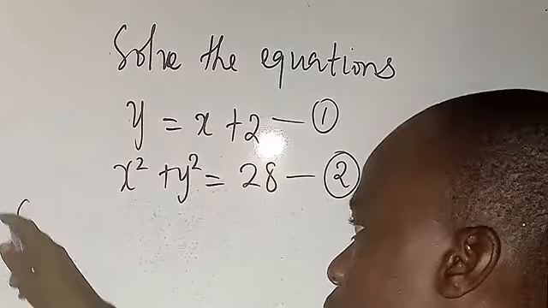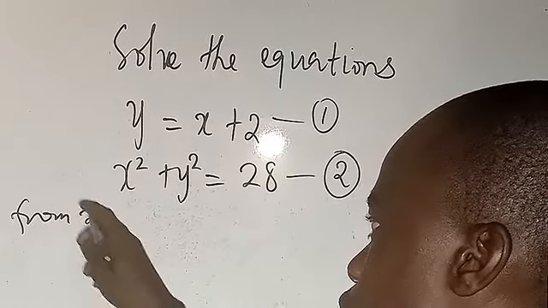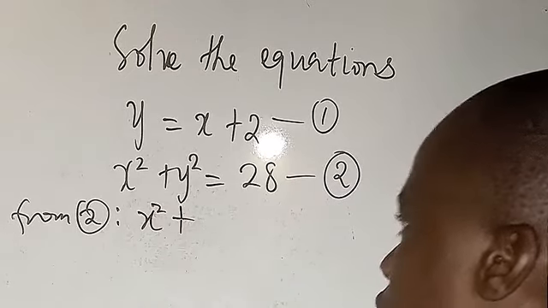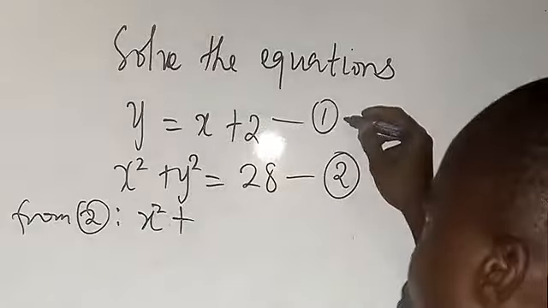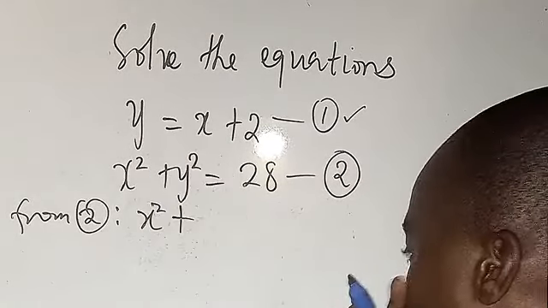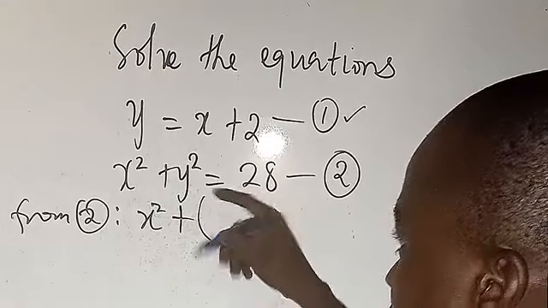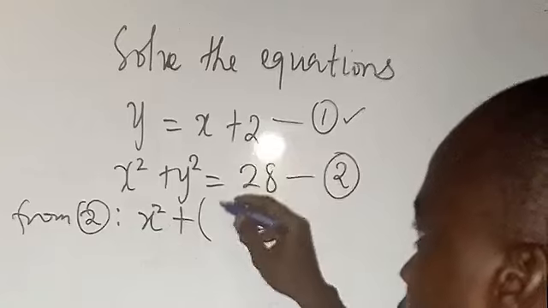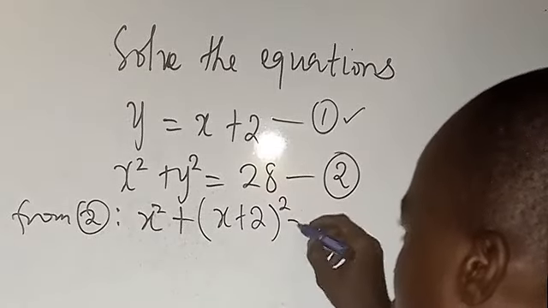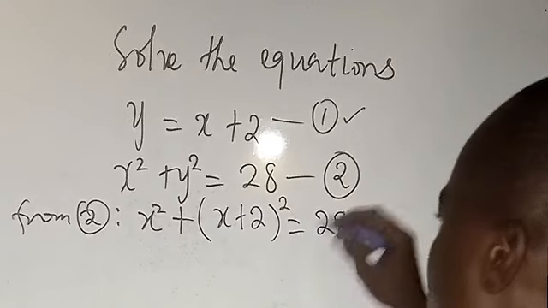So from 2, I have x squared plus. Now, look at this one here, y equals x plus 2. Anywhere we see y, we're going to replace it with x plus 2, then all squared equals 28.